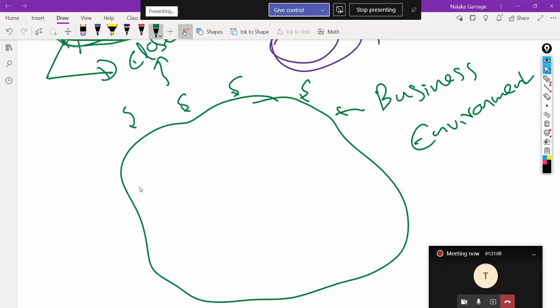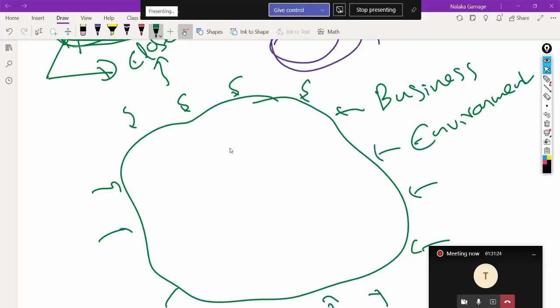Okay, so anyway, let's assume that we have that kind of environment, right? We assume that we have that kind of environment, a hypothetical country.